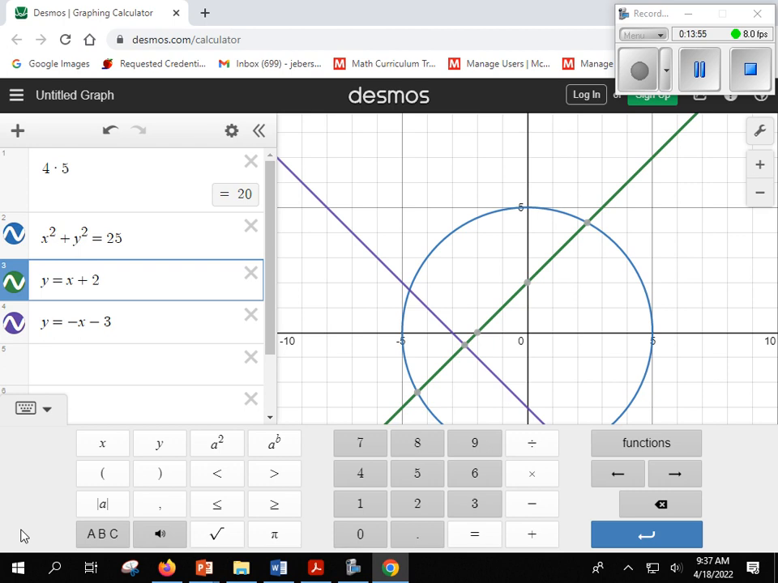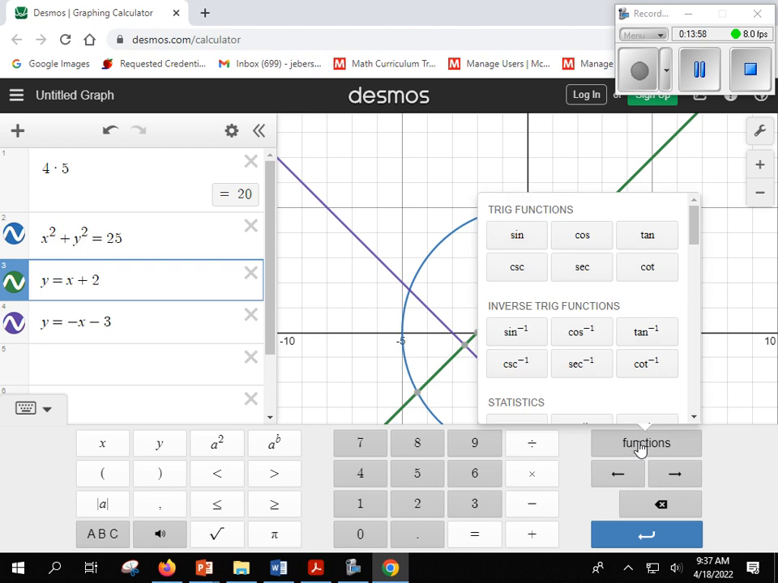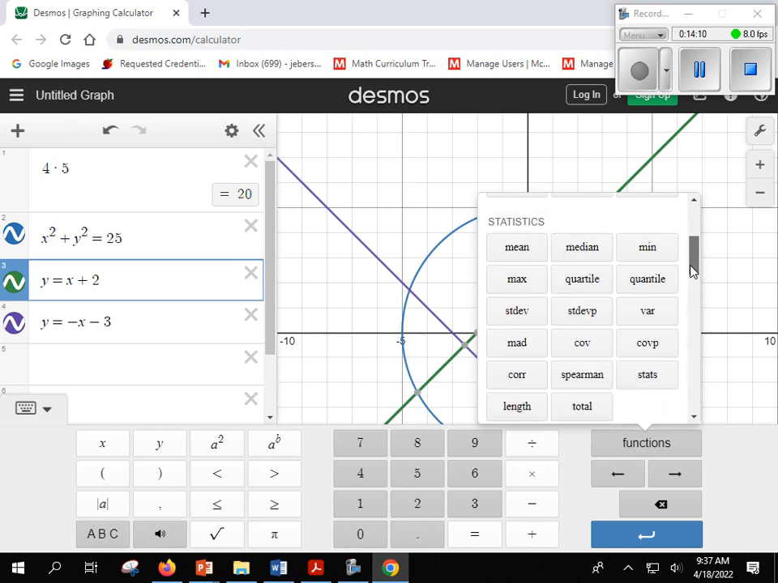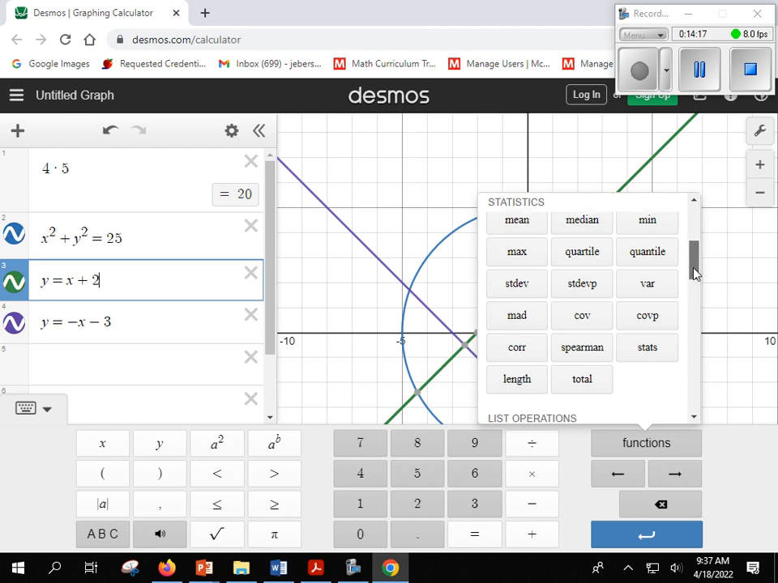It's got different functions. If we click on those functions, it's got sine, cosine, and tangent. Inverse sine, inverse cosine, inverse tangent. If you scroll down, it's got other stuff. Mean, median, quartiles. Some of that stuff you haven't dealt with, but mean and median you probably dealt with in the past.